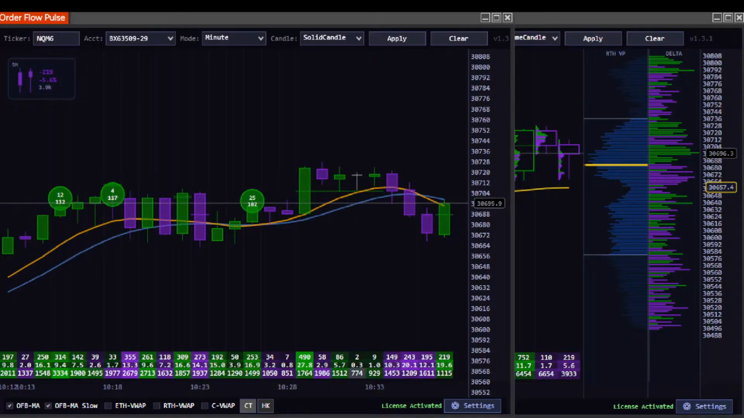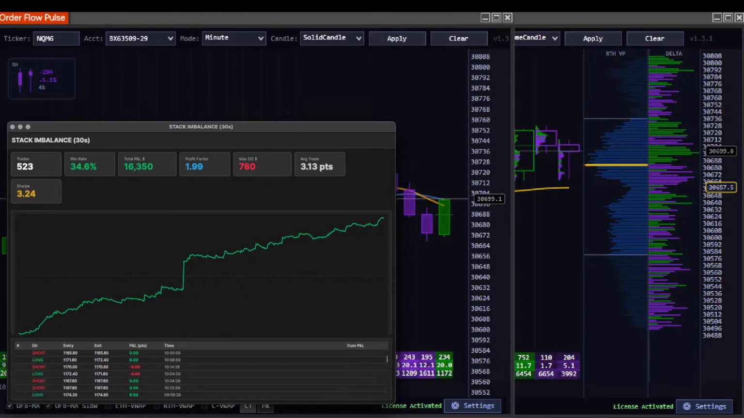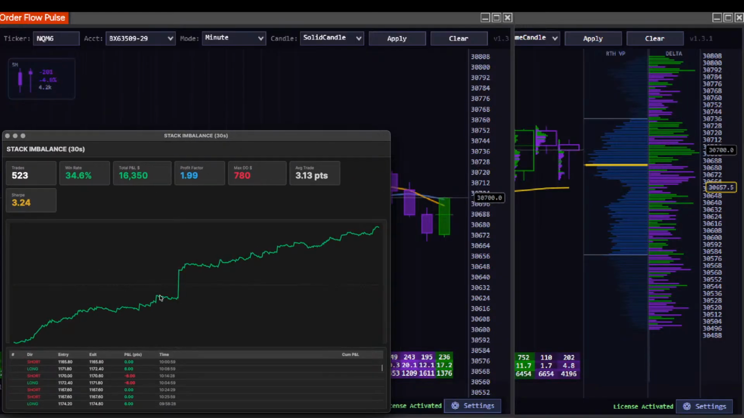All right. So this back test right here was a gold back test for 5 months. I just kind of threw this together. It needs to get better. Out of 5 months, it took 523 trades. The win rate was 34.6. The total P&L was 16,000. This was just trading micro gold, MGC. Profit factor 1.9. The max drawdown that was reached was $780. The average trade is 3.1 points.